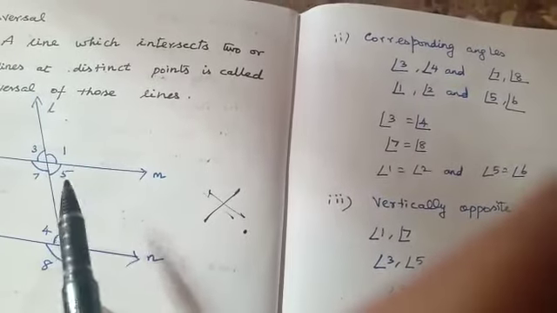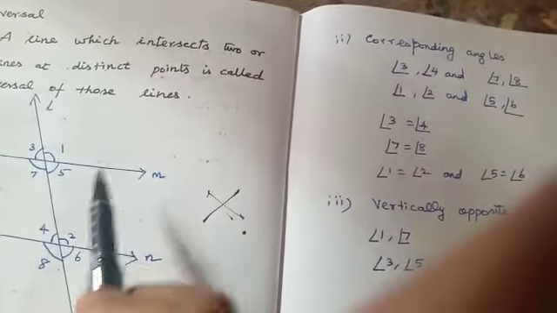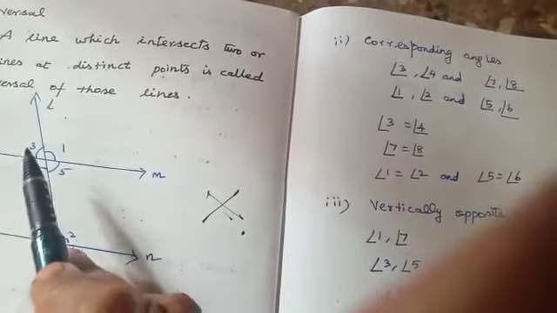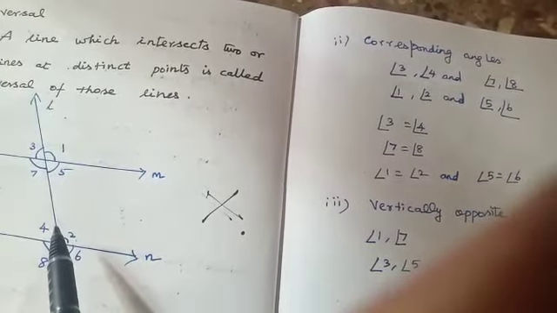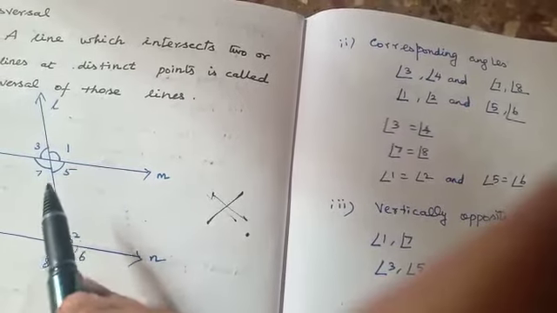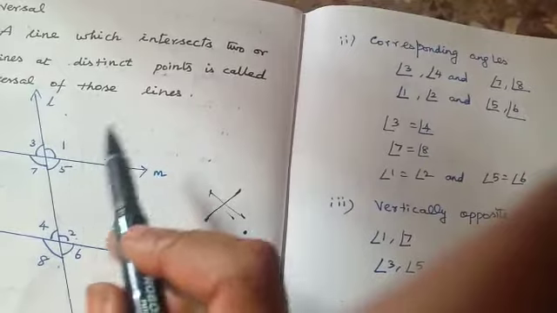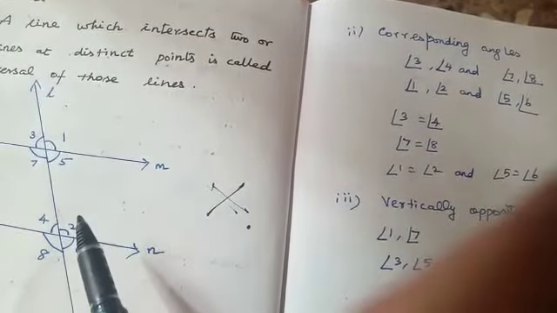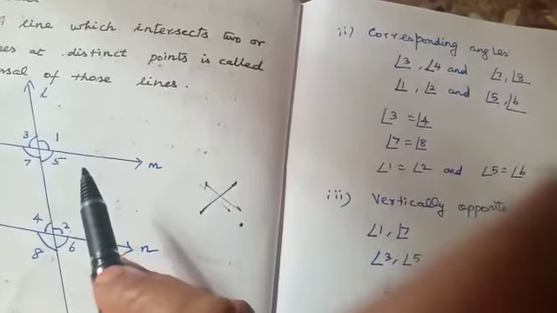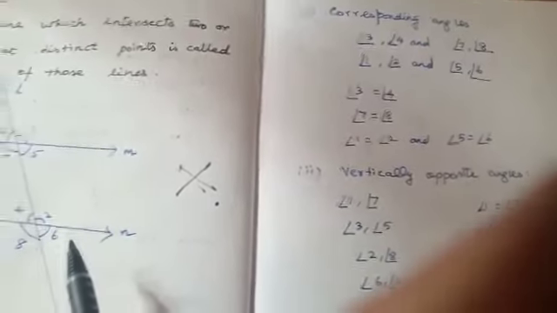So corresponding angles are equal. How do we write equal? Like this: angle 3 is equal to angle 4 because corresponding angles are equal. Angle 7 is equal to angle 8. Then on this side, angle 1 is equal to angle 2 and angle 5 is equal to angle 6.